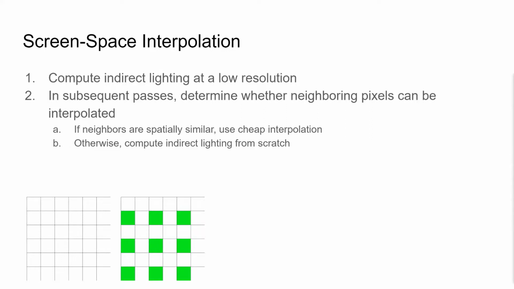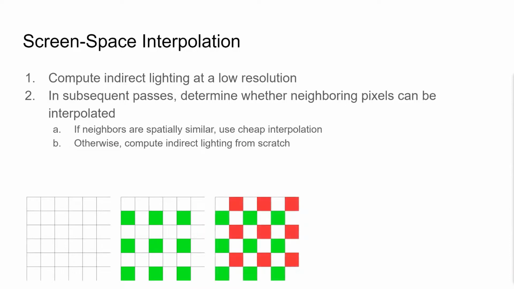However, geometry at corners and edges won't be valid to interpolate between neighbors. You have to manually calculate indirect lighting. They end up with a filling pattern that looks kind of like this.